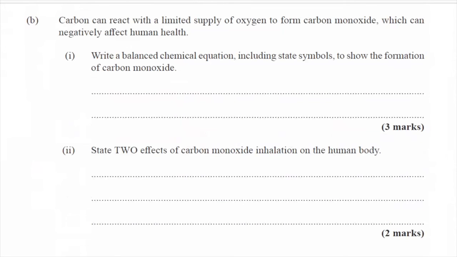Part B, carbon can react with a limited supply of oxygen to form carbon monoxide, which can negatively affect human health. 1, write a balanced chemical equation including state symbols to show the formation of carbon monoxide. All right, so this is carbon, solid, burns in oxygen, but limited supply, and that would give us carbon monoxide, CO, which is a gas. And of course, we would have to balance.